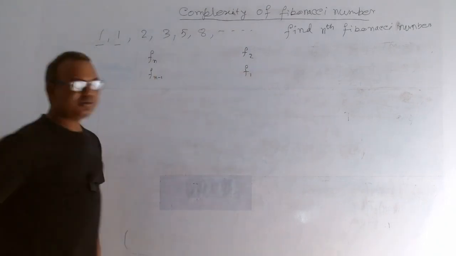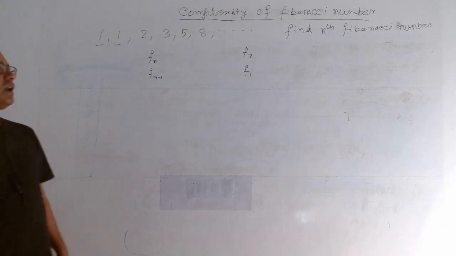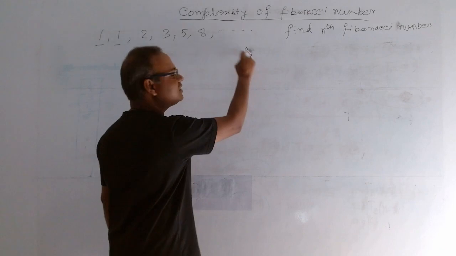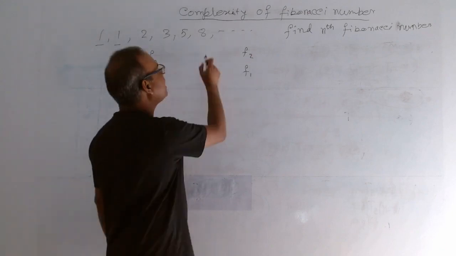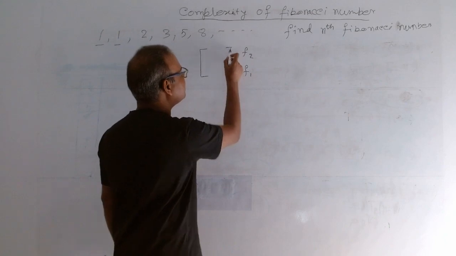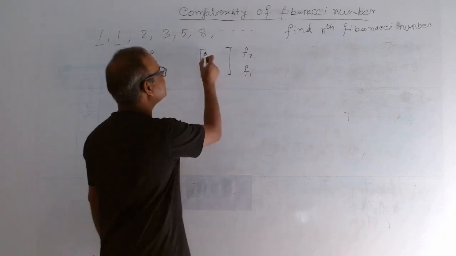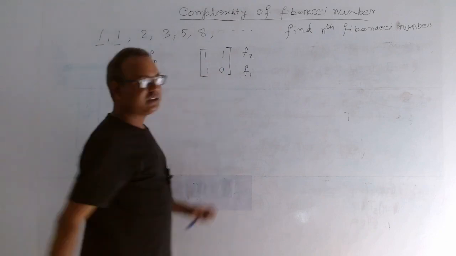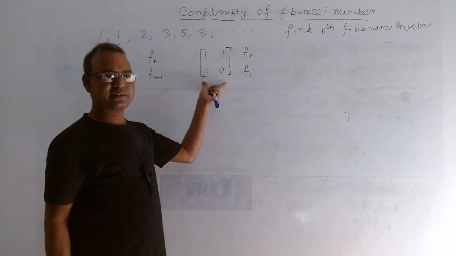Okay, what am I doing? This is one, I know. This is also one, I know. Now we are creating a small matrix. Let's say 1, 1, 1, 0. This is a 2 by 2 matrix.